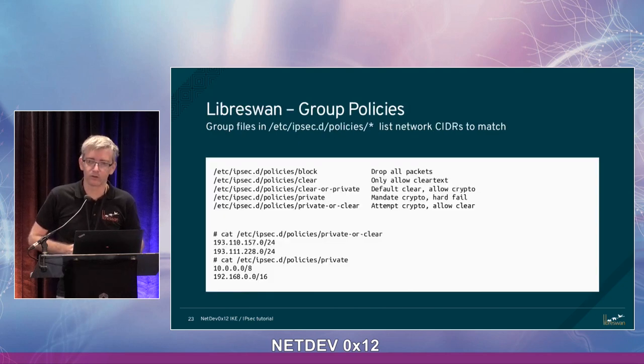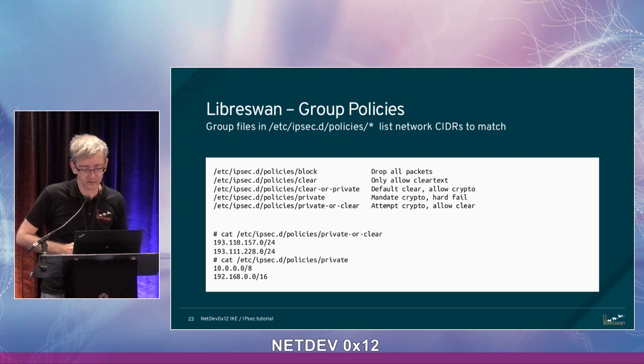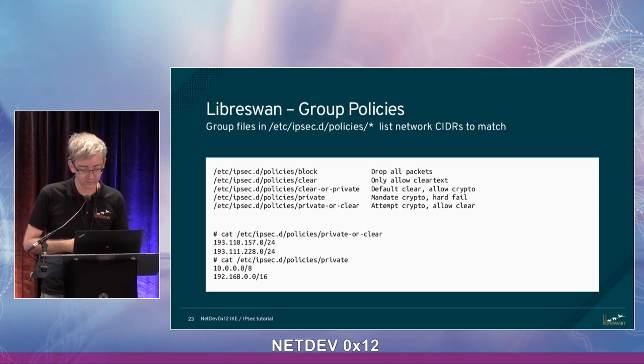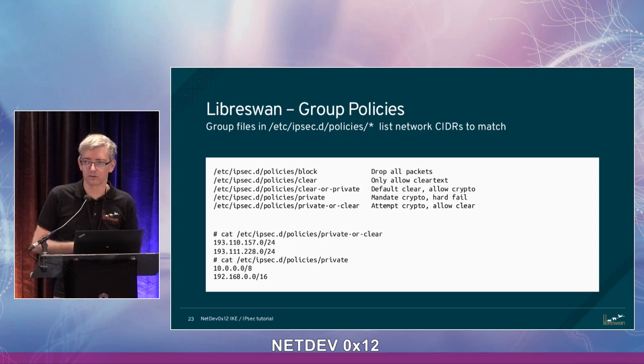So how does this look? If you install Libreswan, you'll see this /etc/ipsec.d/policies directory, and it contains network IP ranges in CIDR notation. In this case, you can see there's a group called private-or-clear, which has these two ranges that are mine in Amsterdam. Private-or-clear means you can try to talk IPsec to them, but if for some reason that host doesn't know how to do IPsec, you can just do clear text to them. We'll fall back to clear text.